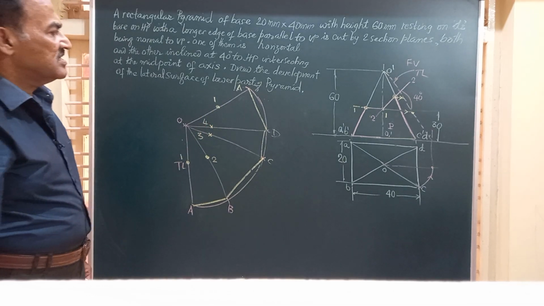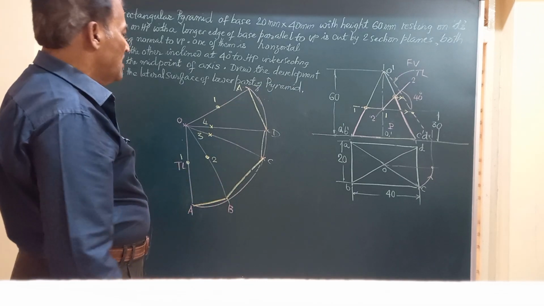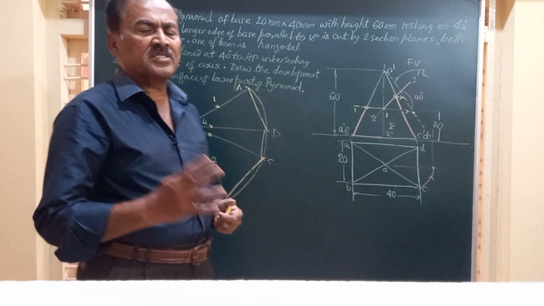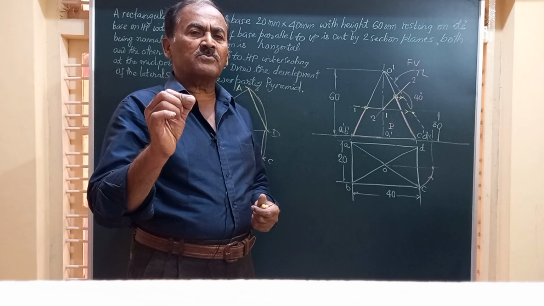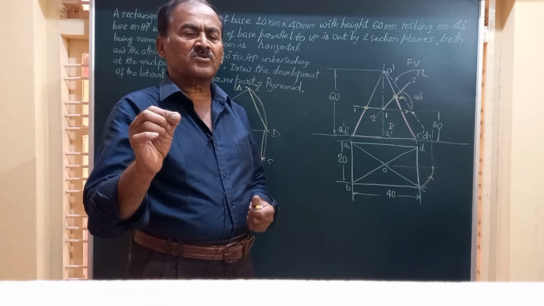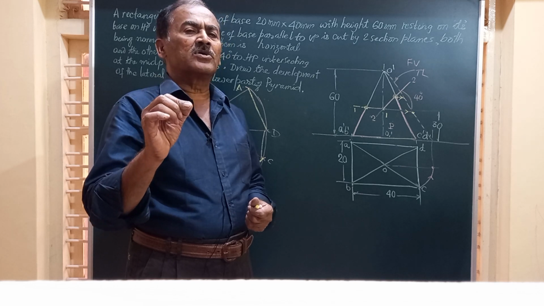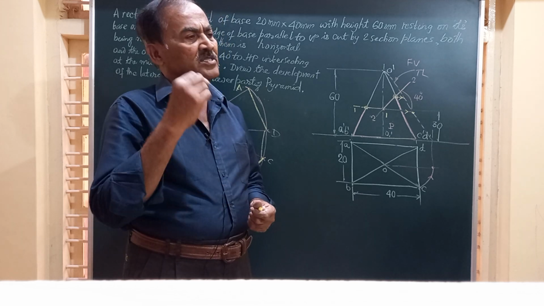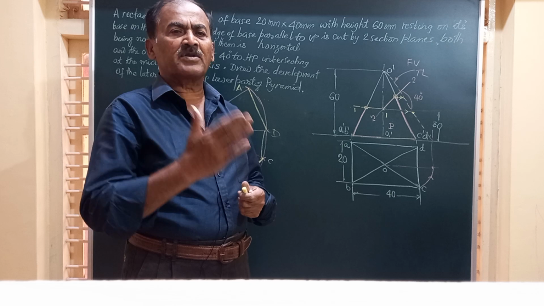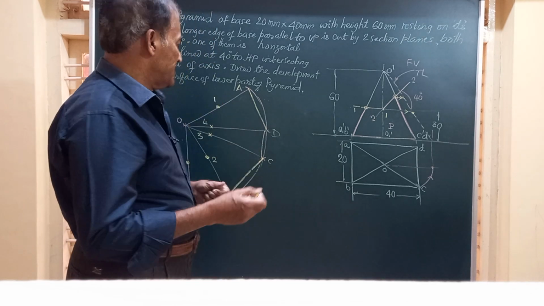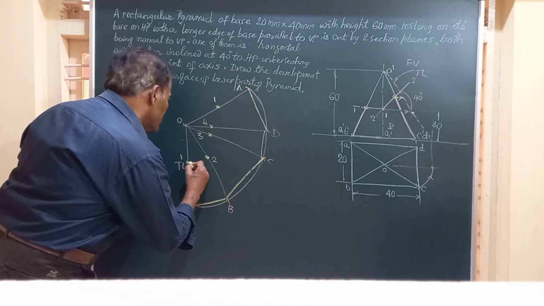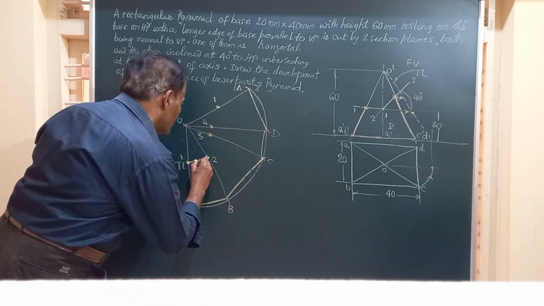Now friends, the total base is intact, and whatever the points you have got here, these 4 points are to be joined by straight lines. So in other words, any pyramid or prism or a cube is cut by a section plane. The points obtained by the plane are to be joined by straight line. So I am going to join 1 to 2.